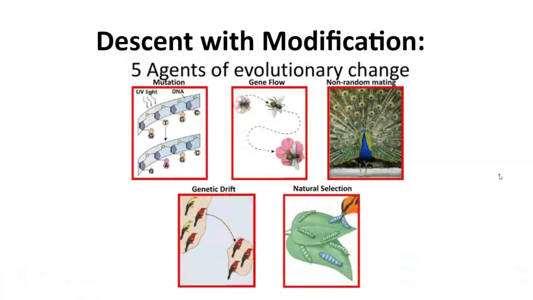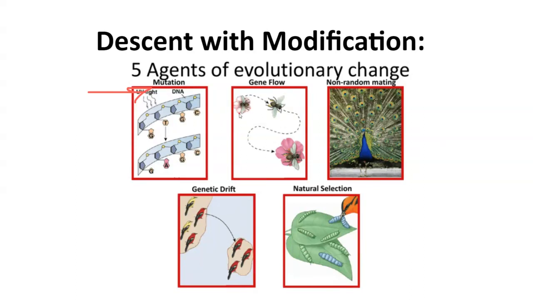Now, last week we said that the populations are going to be pretty predictably like the parents unless these five things are happening. Random mutations. Random mutations can be harmful, but they could also be beneficial. But more often than not, these random mutations don't really do anything, and so they just accumulate over time.